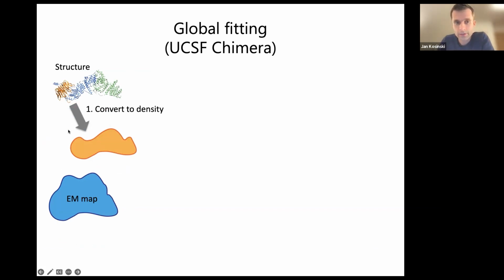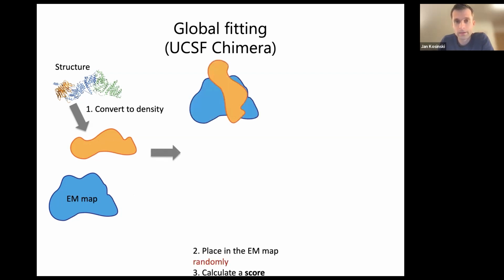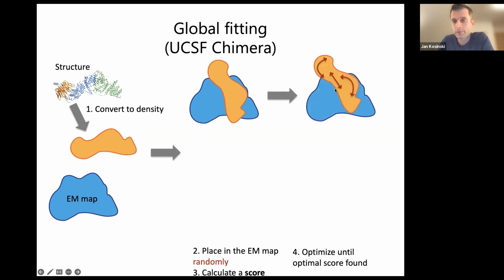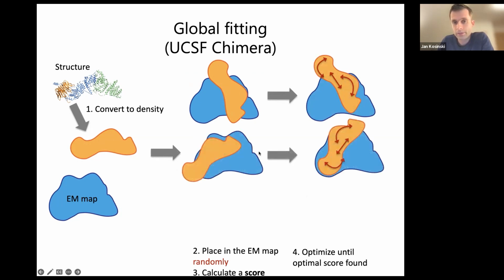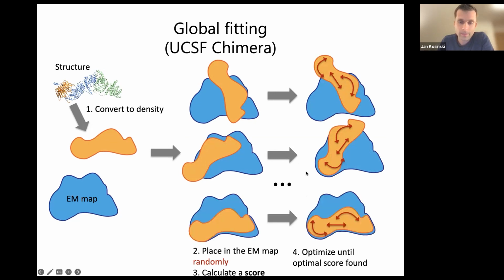So how it works: we take a structure, then we convert the structure to density using Chimera tools. And then in this global fitting by Chimera, the structure will be placed in a random position in the map. Starting from this position, the fit will be locally optimized to fit the density as much as it can. Then we repeat this, placing the structure randomly again and optimizing to fit the density map. We can repeat this many times depending on the settings by the user, like 10,000 or 100,000 times, depending on the size of the map.